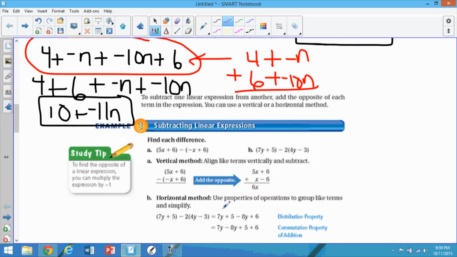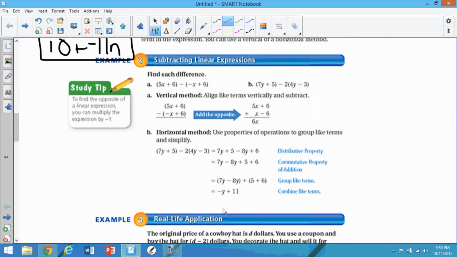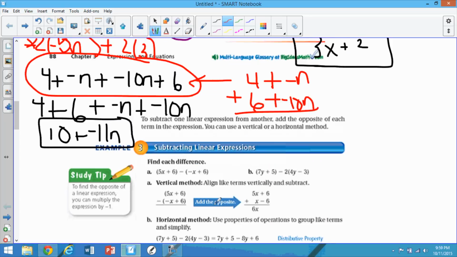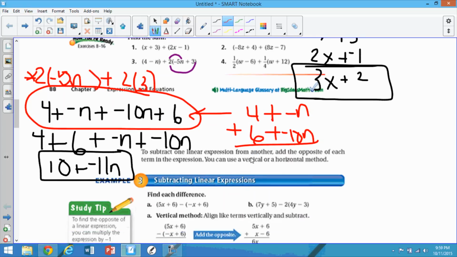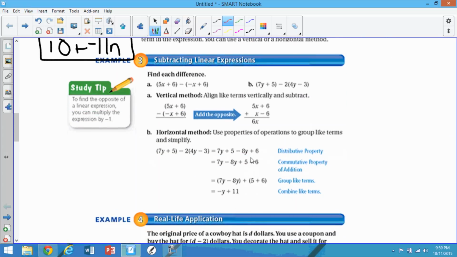Okay? Now this is where it gets a little bit difficult, subtracting linear expressions. And by the way, if you got those two right, you can move on. If not, you should rewatch so you know where you made your mistakes. When you subtract a linear expression, it gets to be a little bit more challenging, okay?